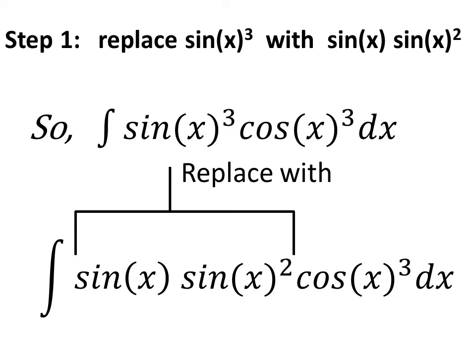Step 1. I would suggest to replace sine to the third with sine x times sine squared. You're basically breaking up the cube into sine to the first times sine to the second. And as you can see, I'm replacing sine to the third with sine x times sine x to the second.